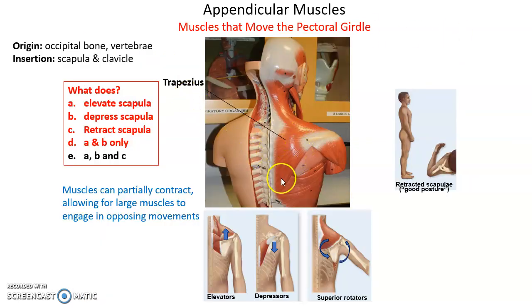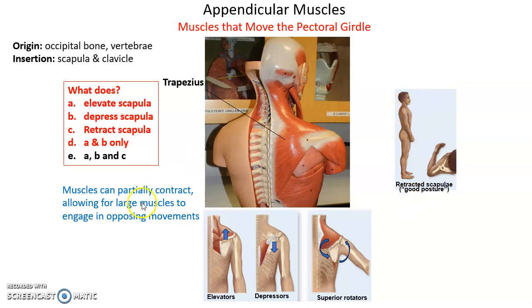Then we have the trapezius muscle. This is a big sheet-like muscle, very superficial on the upper back. Its origin is the occipital bone and the vertebrae. Its insertion is into the scapula and the clavicle. And it is able to do quite a few different motions. It can elevate the scapula, so raise up your shoulders. It can depress the scapula, pull them back down. And it can retract the scapula, so that if you're slouched, it can pull them back, so you have your shoulders pulled back and are in good posture position.